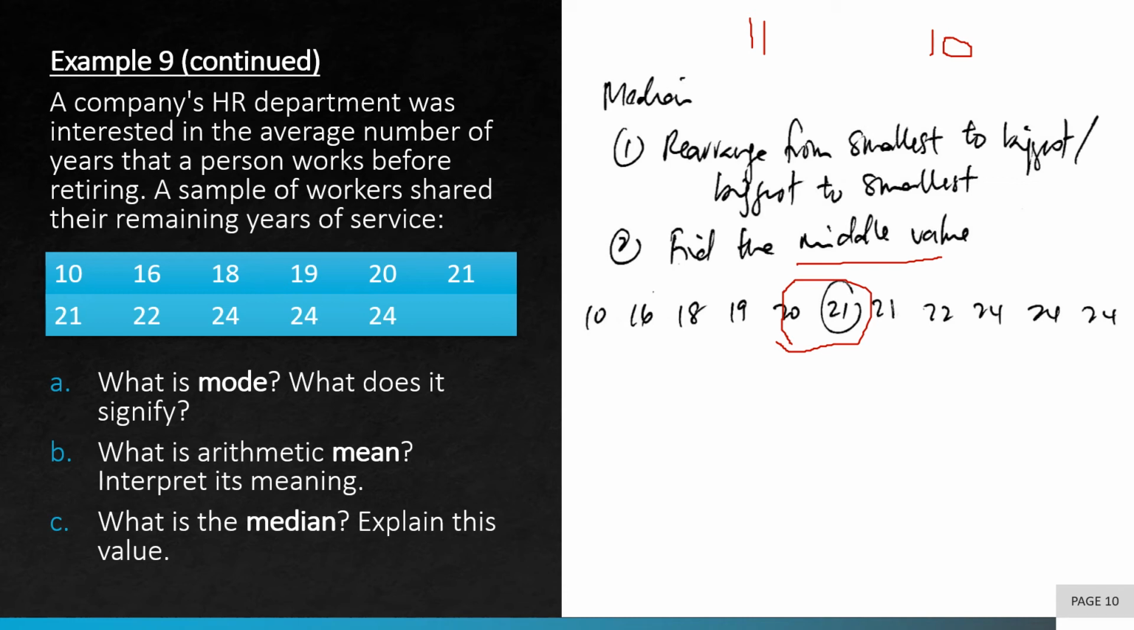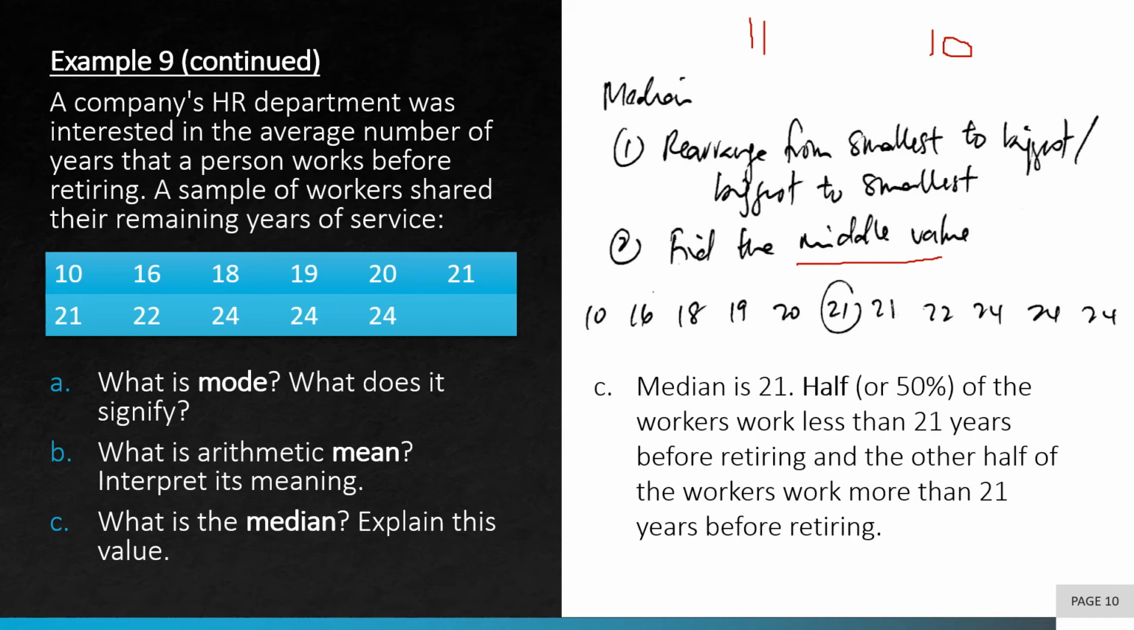Let's just erase this so that you won't get confused. Right, so now back to our question. What is the median? The median is 21. So how do you interpret the median? As I mentioned just now, since the median cuts our data set in half, the way to interpret it is like this. Half, or 50% of the workers work less than 21 years before retiring, and the other half works more than 21 years before retiring.